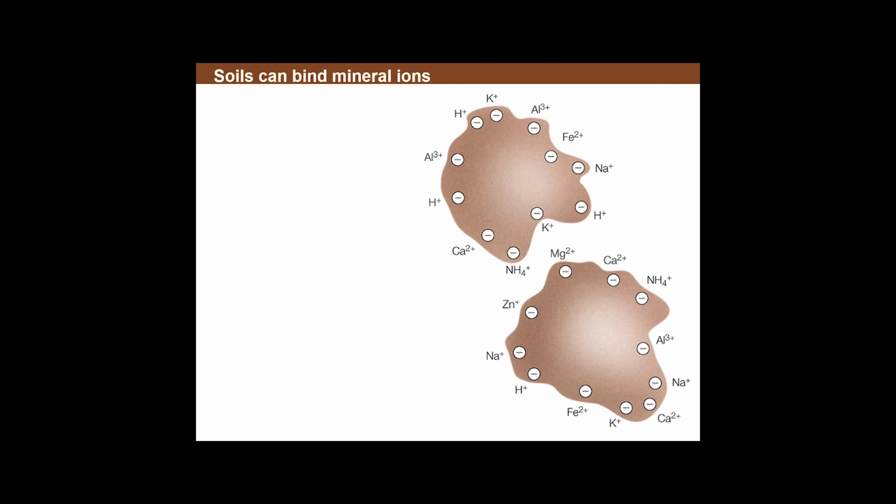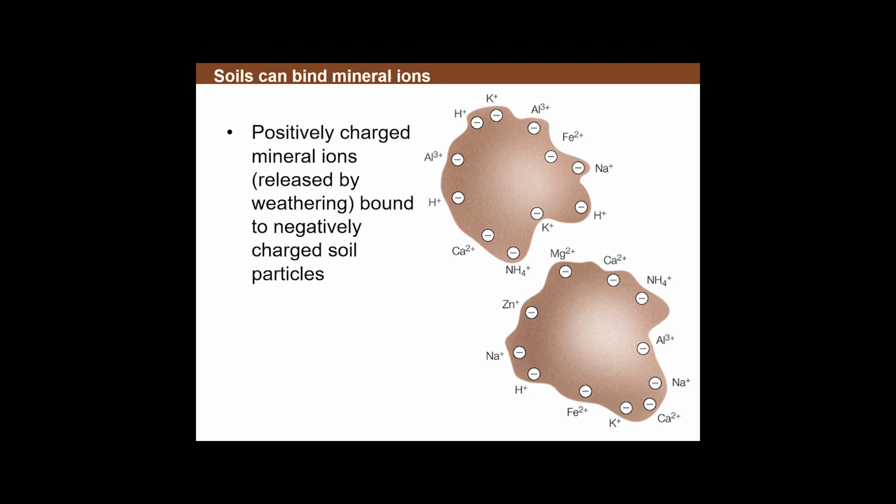Soils can also bind mineral ions through their cation exchange capacity. So if we look here at these particles of clay, vastly enlarged, you can see that there's negative charge sites on the clay particles all around these margins. And these sites of negative charge tend to bind positively charged elements, these cations that you see attached here, the calcium, the aluminum, the ammonium, etc.